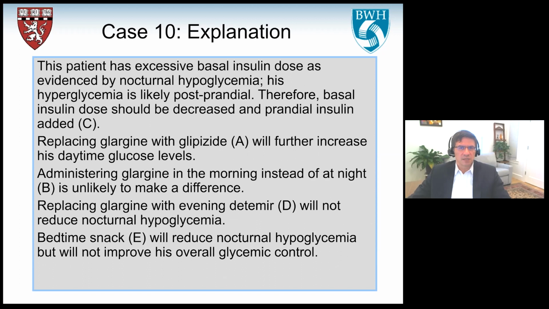This patient has excessive basal insulin dose as evidenced by nocturnal hypoglycemia. His hyperglycemia is likely postprandial. Therefore, basal insulin dose should be decreased and prandial insulin added, as in option C. Replacing glargine with glipizide will further increase his daytime glucose levels. Administering glargine in the morning instead of at night is unlikely to make a difference, and replacing glargine with evening detemir will not reduce nocturnal hypoglycemia. Bedtime snacks will reduce nocturnal hypoglycemia but will not improve his overall glycemic control.